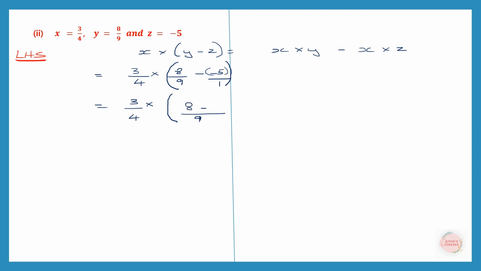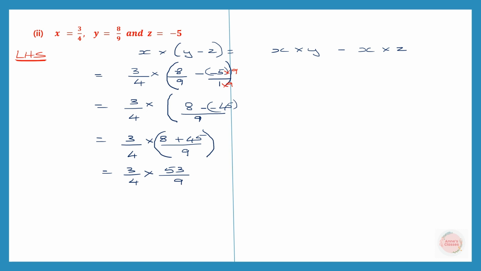8 minus, now here we have minus 5 by 1. 1 into 9 is 9, so we multiply 5 also by 9. 5 nines are 45 and we have a minus sign, minus 45. So this will be 3 by 4 into, now 8 minus 45 is 8 plus 45 because minus into minus is plus, by 9. This is still within brackets. So this is 3 by 4 into 45 plus 8 is 53.